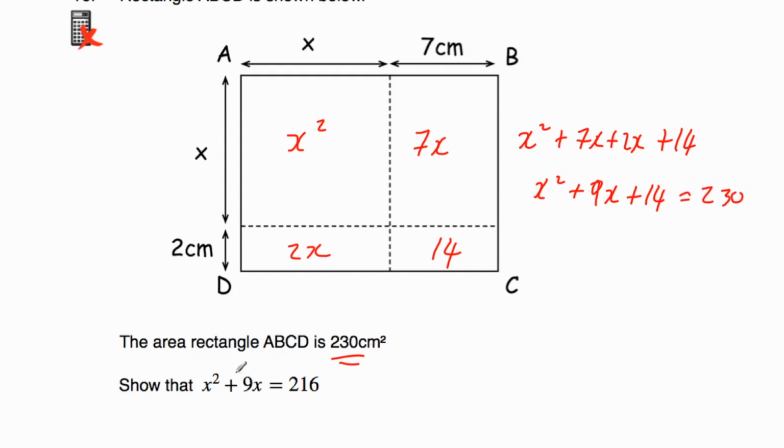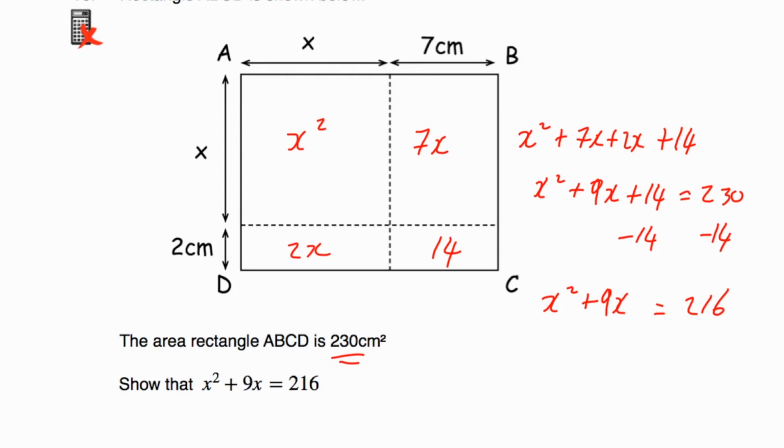We wanted to show that x squared plus 9x is equal to 216, but we've got to the point where we've got x squared plus 9x plus 14 is equal to 230. So we want to get rid of this 14, so we take away 14 and we take away 14, and on the left hand side we'll be left with x squared plus 9x. And on our right hand side we'd have 230 take away 14, which would be 216. So again we've shown that x squared plus 9x is equal to 216. Okay, let's have a look at our next question.